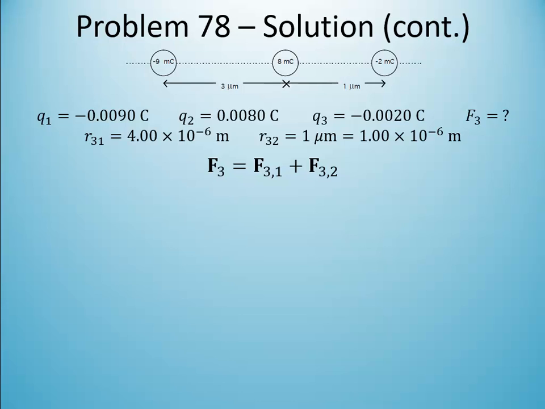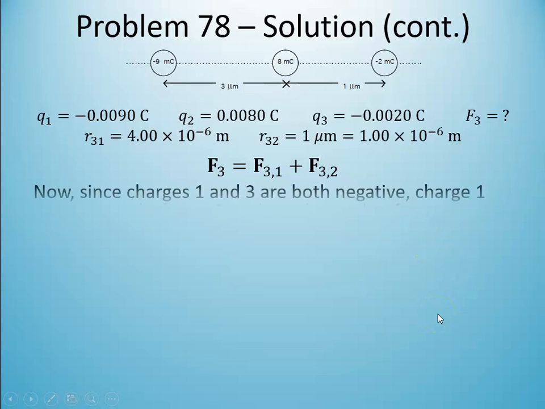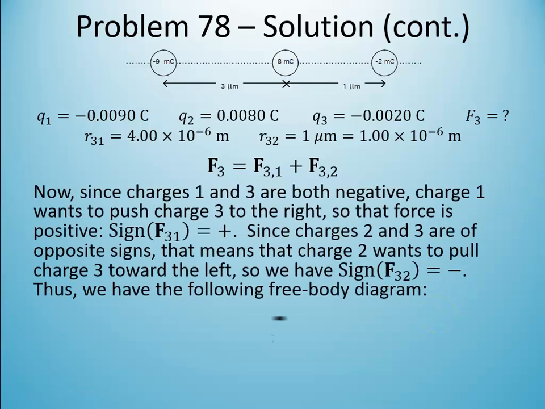I bolded these because these are force vectors. They could be acting to the left, they could be acting to the right. So first of all, looking at this situation, we notice that charge 1 and charge 3 repel each other because they're like charges, so that's going to mean that there's going to be a force on charge 3 due to charge 1 that goes toward the right. But charges 2 and 3 attract each other, which means that the force on charge 3 due to charge 2 is going to be going toward the left. So that's going to give us a negative result.